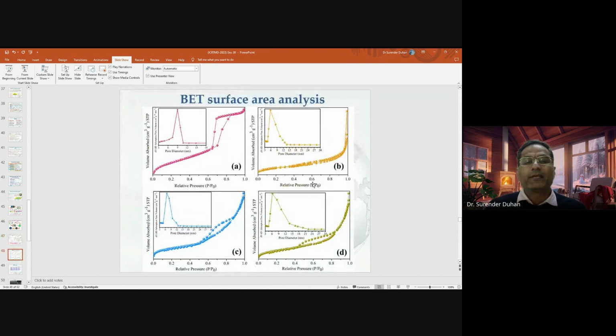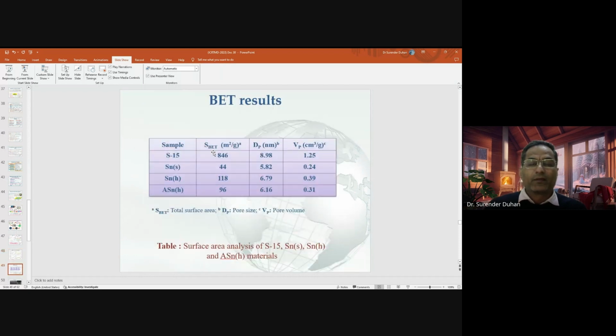This is BET analysis of adsorption and desorption. This is a type 4 curve, a type 4 isotherm. With the help of a type 4 isotherm, we can identify that this is mesoporous. Type 3 and type 1 isotherms are not mesoporous. It means this is a type 4 isotherm, so this is mesoporous. BET results: this is the surface area of bare SBA-15, tin doped with a soft template, tin doped with a hard template, and silver doped in tin, along with the pore diameter and pore volume.